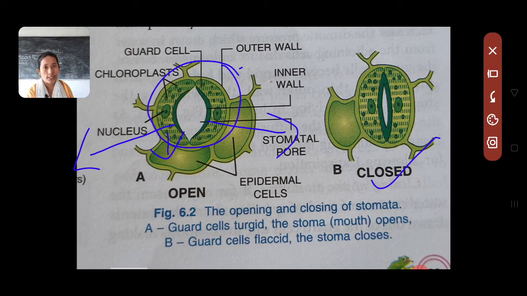At night, there is no photosynthesis. Since during daytime water has been taken inside the guard cell, the water contained inside the guard cell will be more as compared to outside. So during night, water from the guard cell will move out into the nearby cells. That will lead to shrinkage of the guard cell, or flaccidity. Because of that, the closing of stomata takes place.